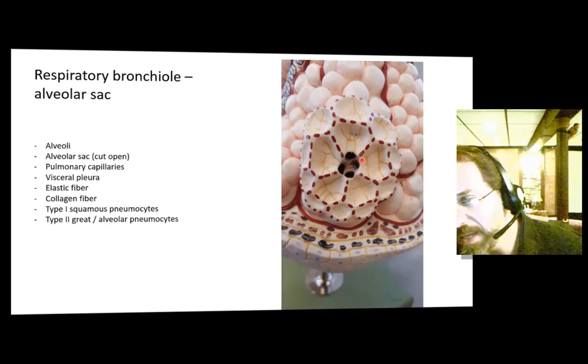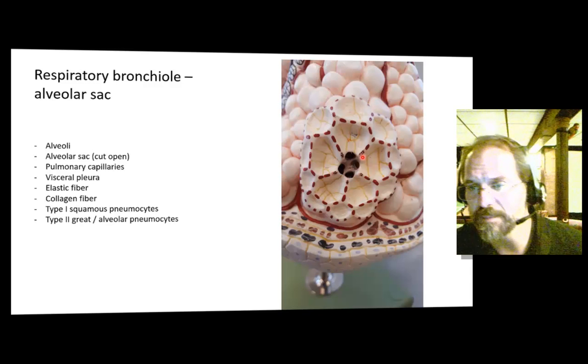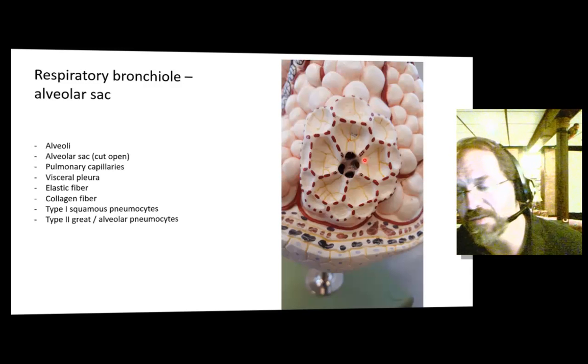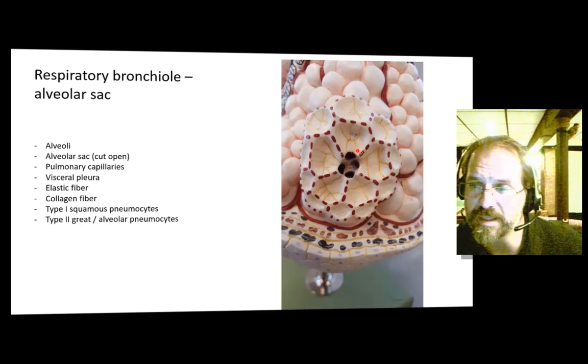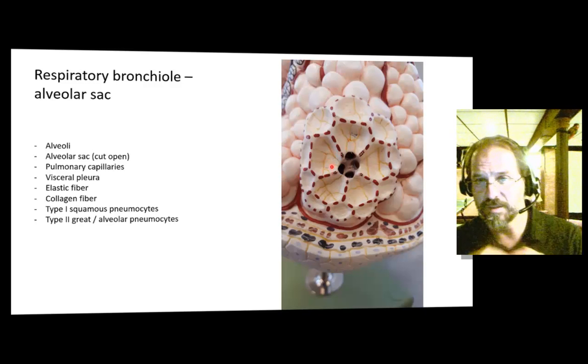Now the ones that are in pink here with little dots in them, those are supposed to be the type 2 pneumocytes, or what are called great alveolar pneumocytes. And their job is to secrete a proteinaceous compound that's called surfactant. Surfactant is basically a detergent that disturbs the surface tension of the water in the alveoli. It reduces the surface tension, so the alveoli are able to remain sprung open.